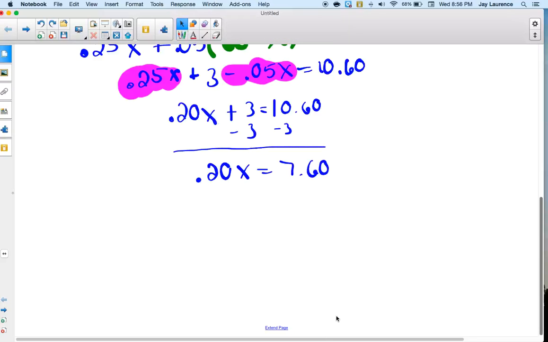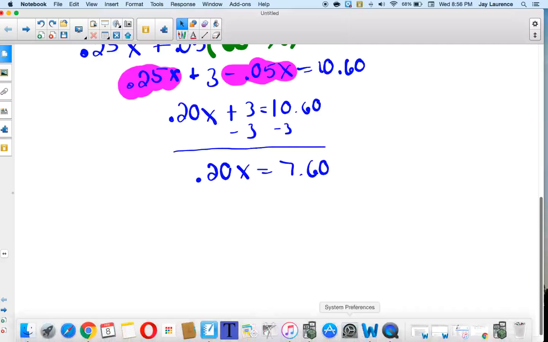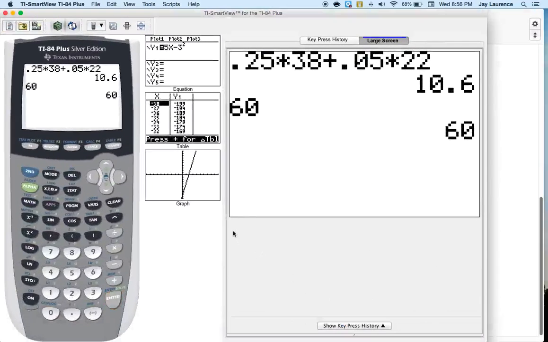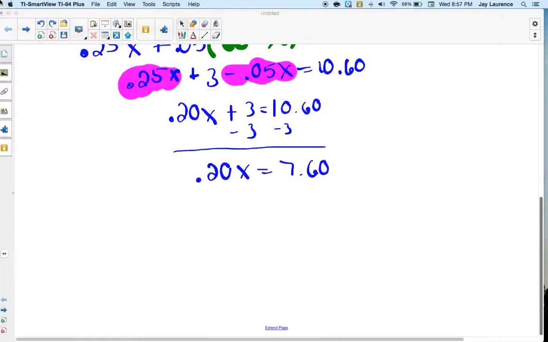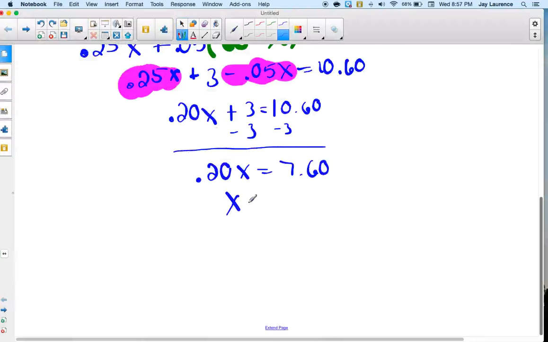I could do long division, but in the interest of time, I'm going to go ahead and just get out my calculator, because I know I'm going to divide each side by 20 hundredths. So I'm going to have $7.60 divided by 20 hundredths, and that's going to equal 38. Okay, so x equals 38, and so that means I have 38 quarters.